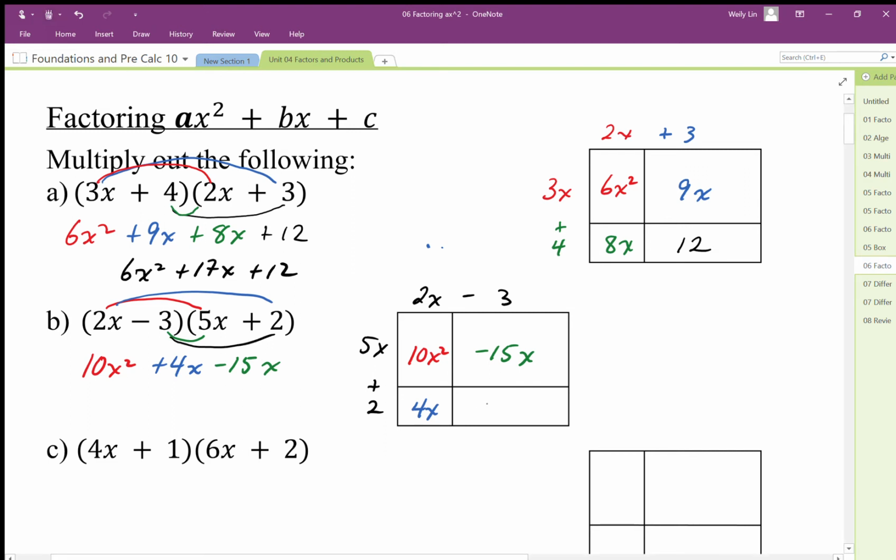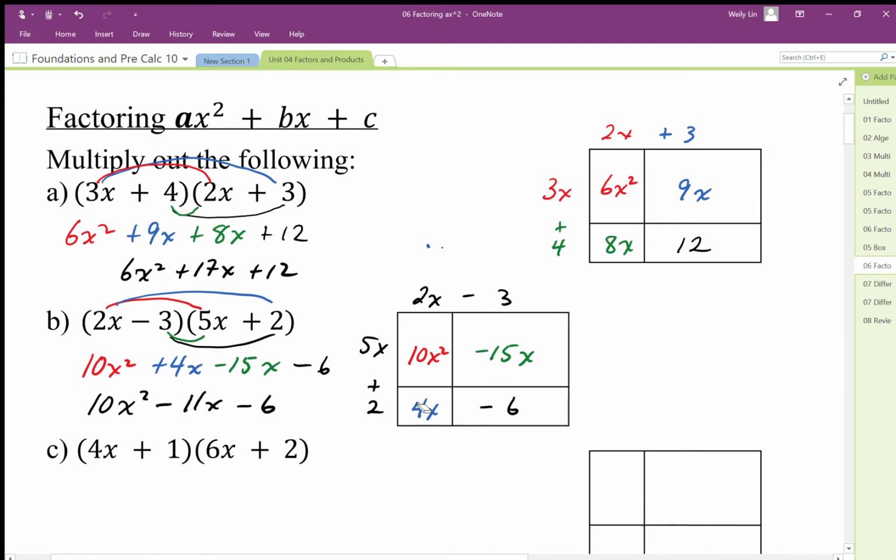And that's going to give us our negative 6 here, so minus 6. So when we combine like terms, we get 10x squared minus 11x minus 6. And again, although in the brackets the 3 and 2 do come from the 6, it is difficult to see how this 11x was generated.